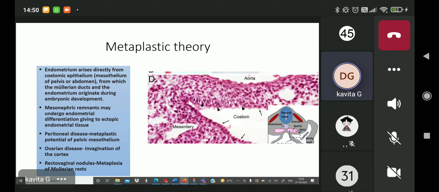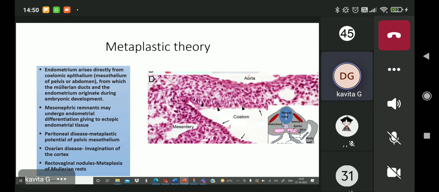Okay. So now you have mesonephric remnants that may be left. They would undergo endometrial differentiation. Then you have peritoneal disease when you have the pelvic mesothelium changing into endometrial lining epithelium. Then the ovarian disease may happen if the cortex is invaginated. Then you may have rectovaginal nodules.